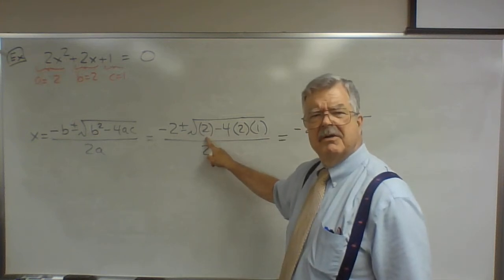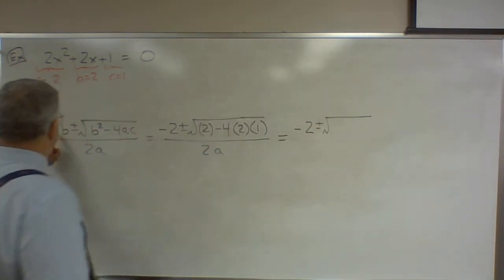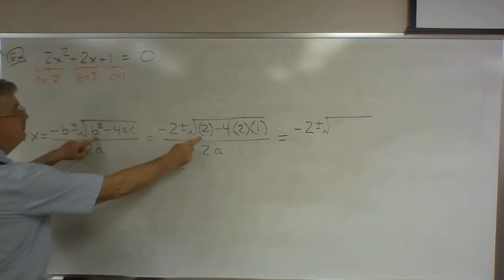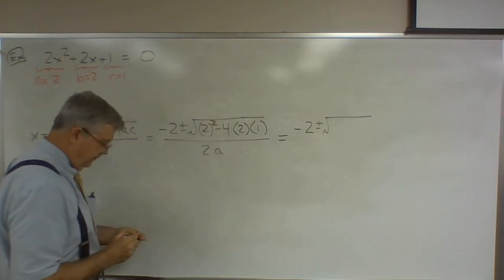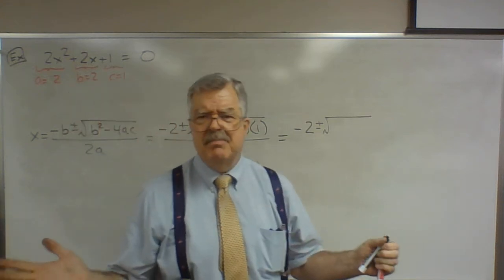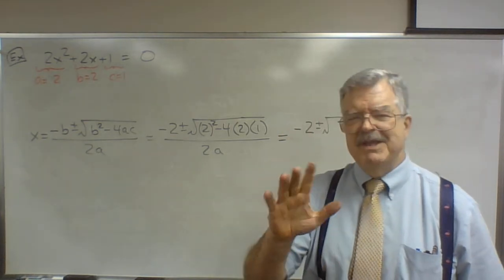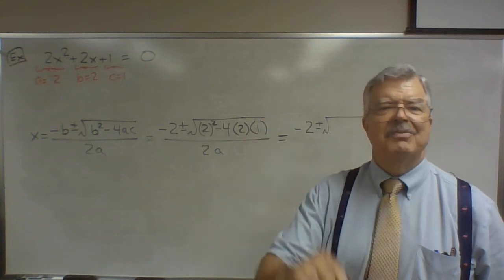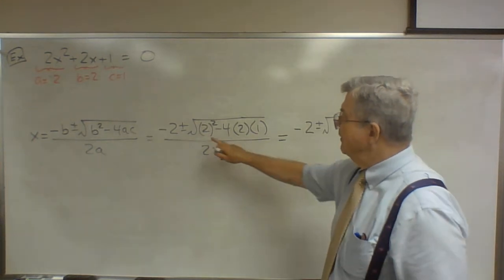Something look wrong about that? I'm supposed to have negative b, looks good, plus or minus the square root of b squared, b is 2. Wait a minute, where's my square root here? There. Why didn't you people tell me? Don't let me make a mistake. When I make a mistake, speak up and I'll gladly correct it, even if you are just watching this as a video. Okay, now we're good to go.